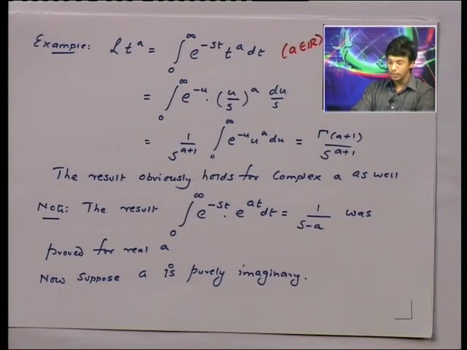The result obviously holds for complex a as well, because the substitution that we have made is st equal to u. S is real, t is real, and u is real. Remember, the substitution that we are making is st equal to u, and so the result obviously holds for complex a as well. What is the matter? Not clear?